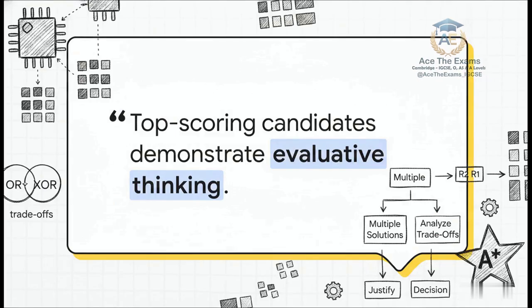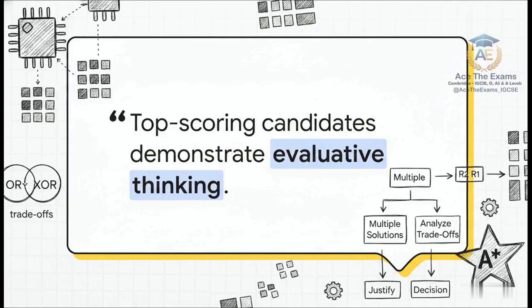I want to leave you with this defining quote regarding higher-order assessment objectives from Cambridge. Top-scoring candidates demonstrate evaluative thinking by considering multiple solutions, analyzing trade-offs, and justifying decisions. This right here is the ultimate goal. When you are faced with a complex assembly language problem, don't just jump at the very first solution that pops into your head. Comparative analysis is required.